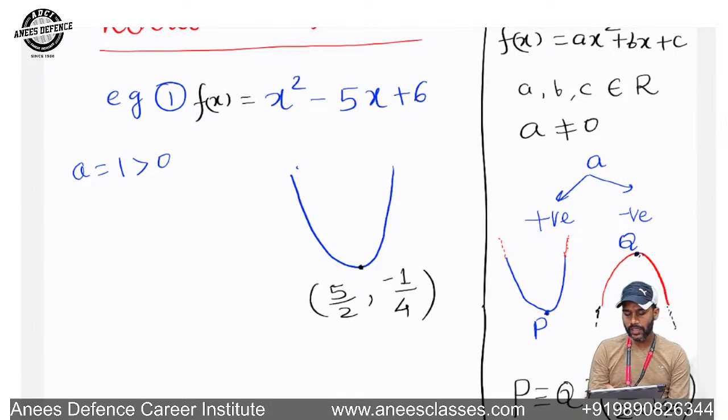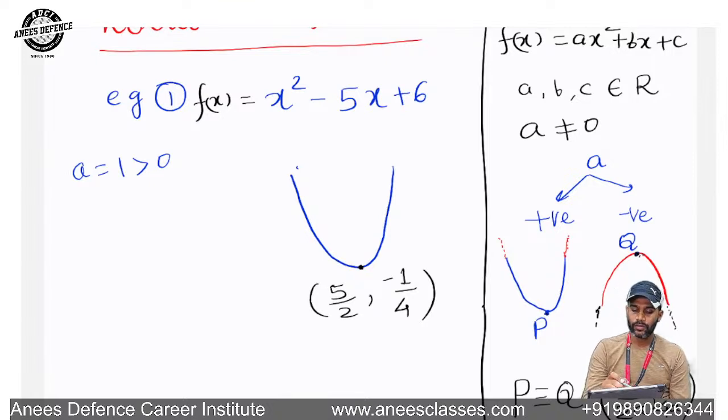So these are the coordinates of this particular point, which is also known as the point of symmetry: 5 by 2 comma minus 1 by 4. The x coordinate is positive and the y coordinate is negative. It means it is in which quadrant? Fourth quadrant.